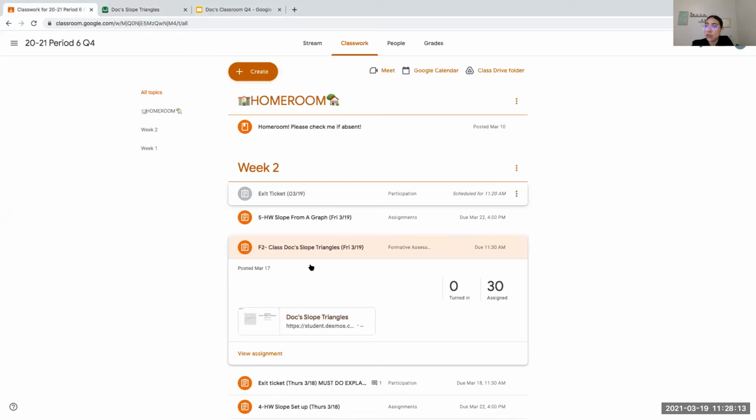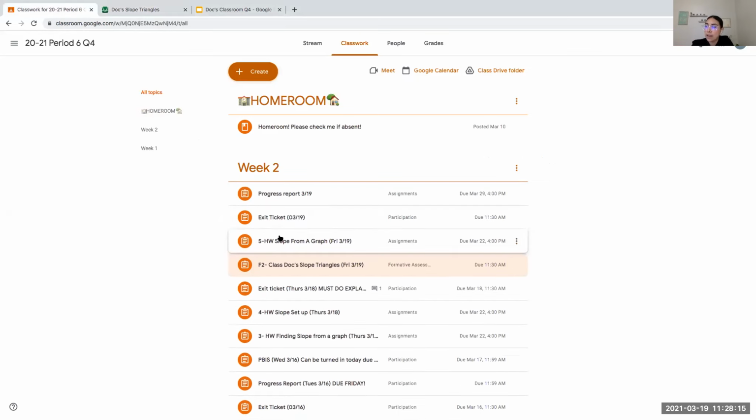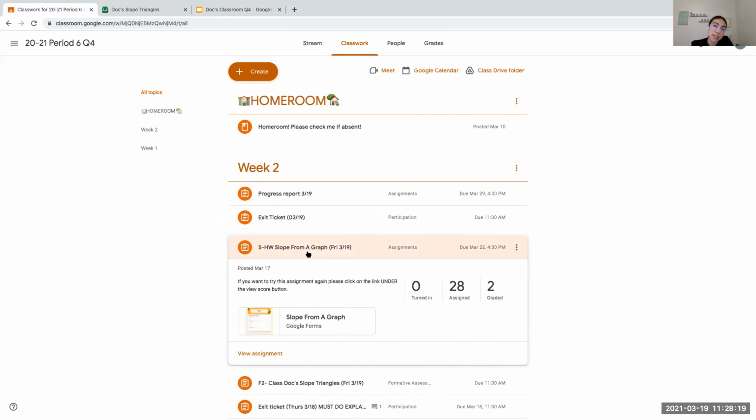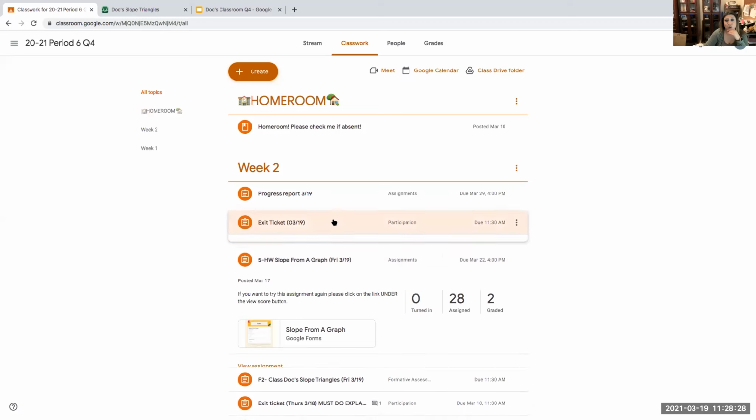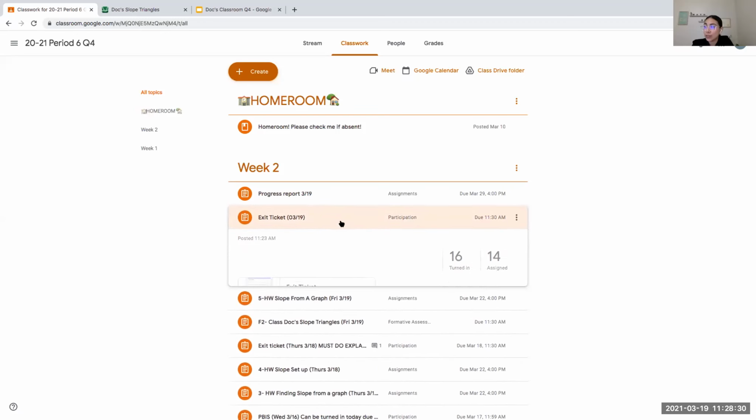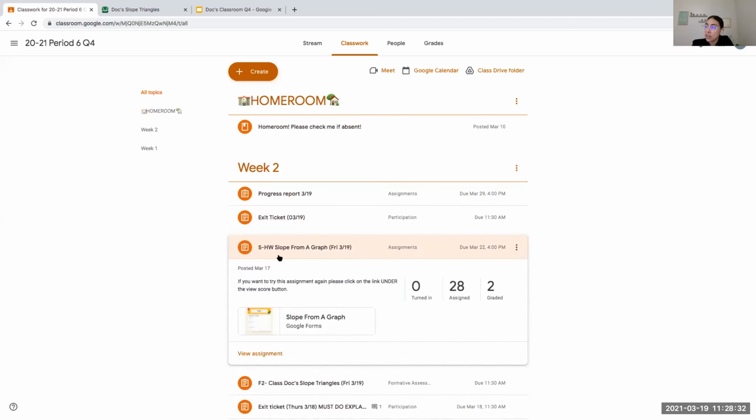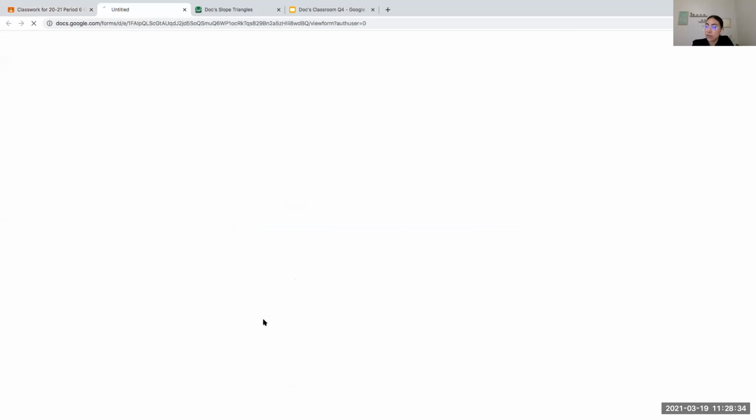If you go to your Google Classroom, the homework is homework number 5 here, where it says slope from a graph. Your exit ticket is also there if you want to quickly complete that. 16 of them have already done it. Thank you. Good job, you guys. So your homework assignment here is slope from a graph.